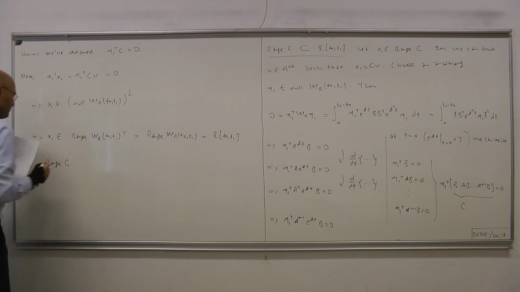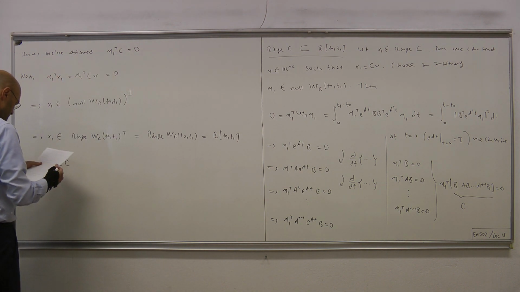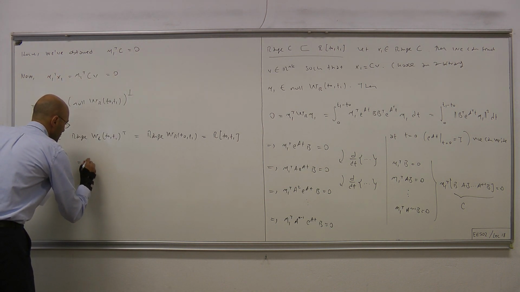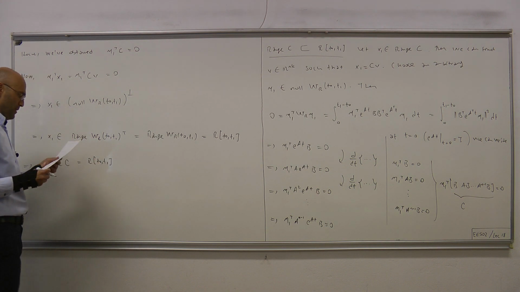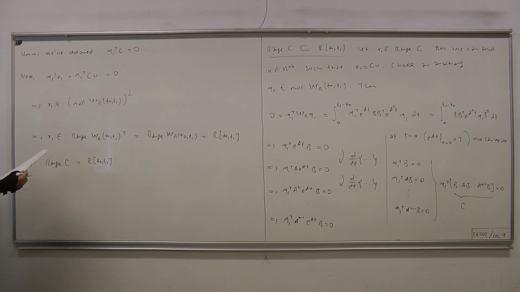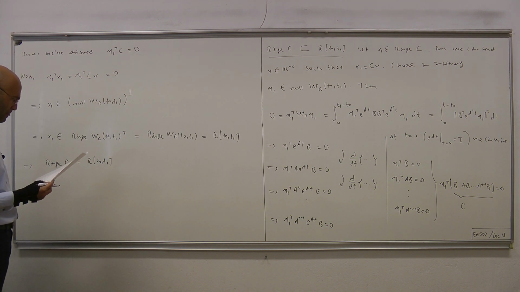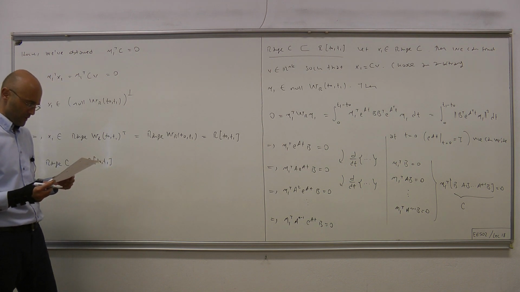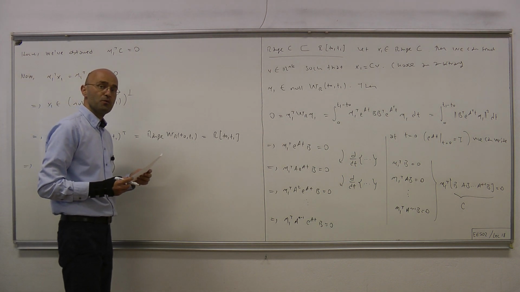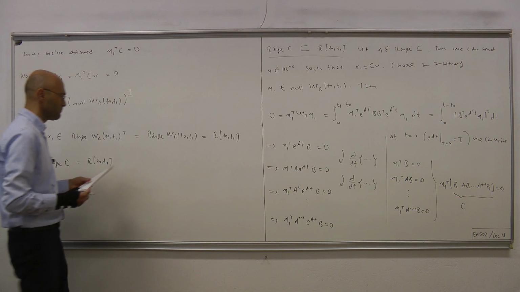range space of the controllability matrix equals the range space of the reachability Gramian. Okay. The other direction can be shown similarly, and therefore it's left as an exercise for those of you who have time.